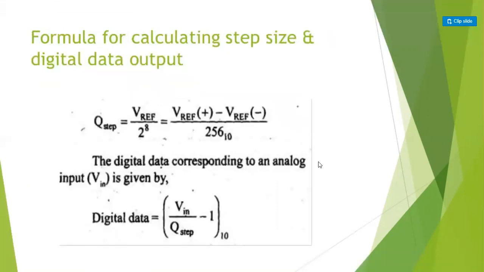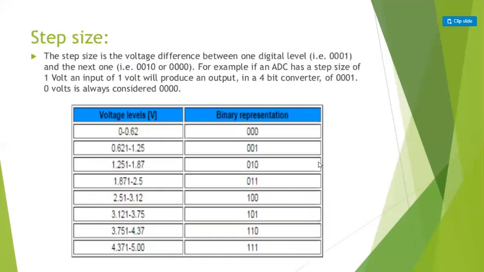Now, to calculate the step size, two formulas are there to calculate the Q step, that is V reference upon 2 raised to power n. N is the total number of input lines, that is 2 raised to power 8. So V reference is the positive reference minus the negative reference, and 2 raised to power 8 will be 256. And the digital data corresponding to analog input voltage is equal to V input upon quantized step minus 1. Now this is the step size, and the step size is the voltage difference between one digital level and the next one.